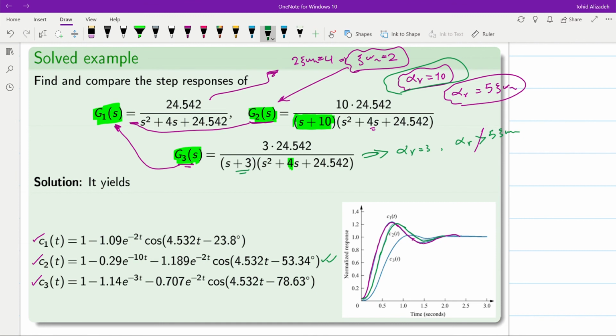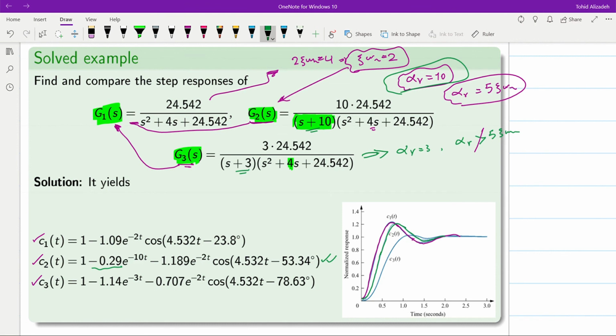If you compare it with C1, it's kind of a delayed version of C1, and it is also taken down a little bit. That's because of this negative coefficient over here as well. So C2 is a delayed version of C1, but the amount of the delay is not big because the additional pole that we have is kind of far from the origin compared to the two complex poles that we had.